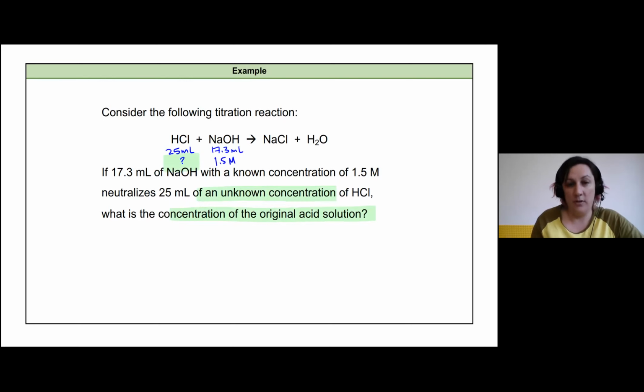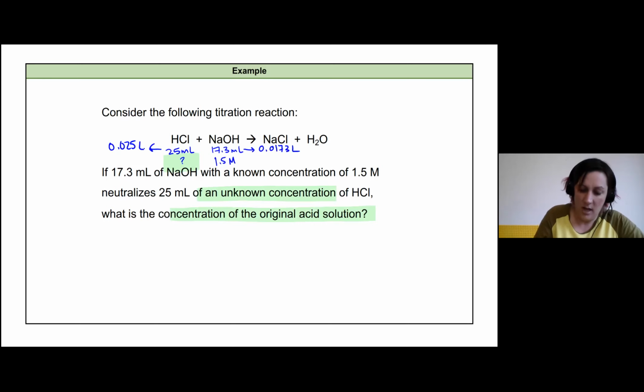So the way I would approach this, I'll show both ways. I always go to the solution stoichiometry way because remembering equations is extra work to me, but maybe not to you. So what I would do is work in liters if I was doing the stoichiometry version. So that 17.3 milliliters will be 0.0173 liters. That 25 milliliters will be 0.025 liters. And I'll start by first figuring out, well, I know stuff about the sodium hydroxide, so I'll figure out the number of moles I have of that.